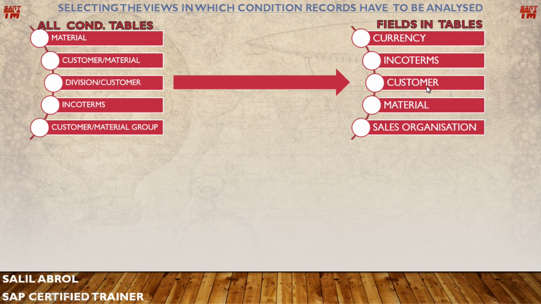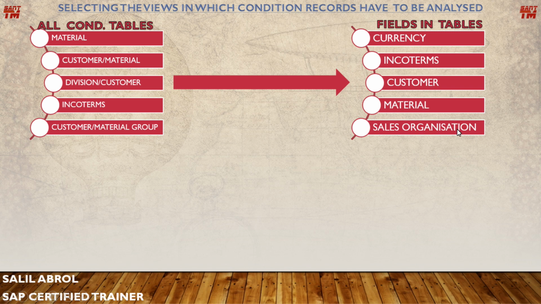Then one field can be customer, that can exist in the customer material table, the division customer table, or the customer material group table. And one column is material, that must exist in this material table, this customer material table, or this customer material group table.